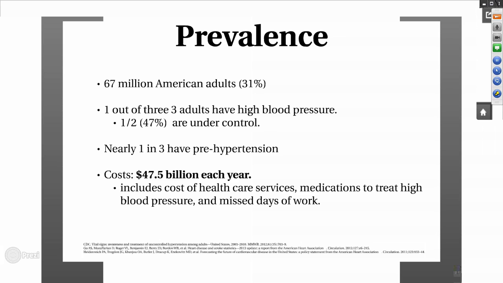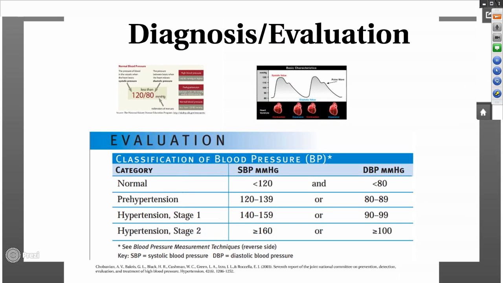For those who don't have hypertension, 1 in 3 of them have prehypertension, meaning their blood pressure is not high enough to be characterized as hypertensive, but it's trending towards that range. The cost of hypertension is almost 50 billion per year, and this is going to become important later at the end when we talk about the big picture. So I'll let you guys digest that as we go into the diagnosis and evaluation.